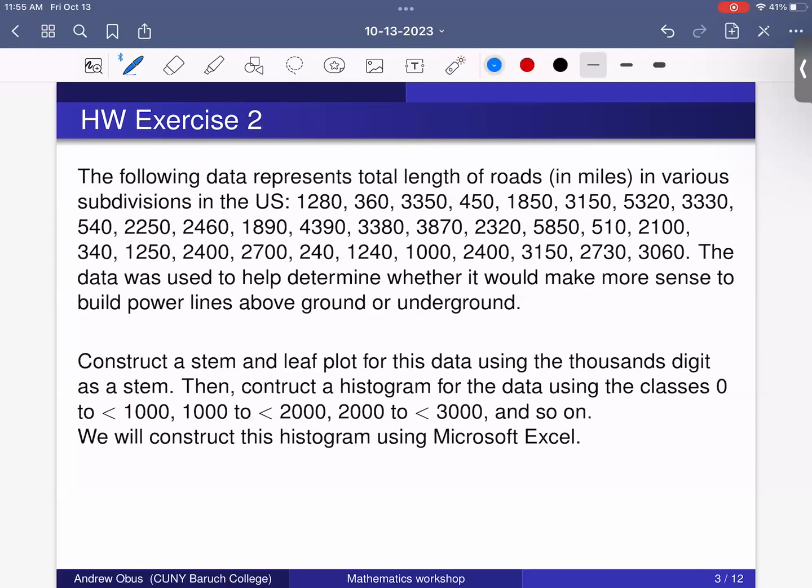This is easy enough to do by hand. If we're using the thousands digit, we have the stem, and then we have the leaves. It's pretty easy to just look at the data and ask what we have for the thousands digits. Well, we have some 3-digit entries, so there are going to be entries with a thousands digit of 0, and then we have 1, 2, 3, and it looks like we have at least one measurement with a 5.